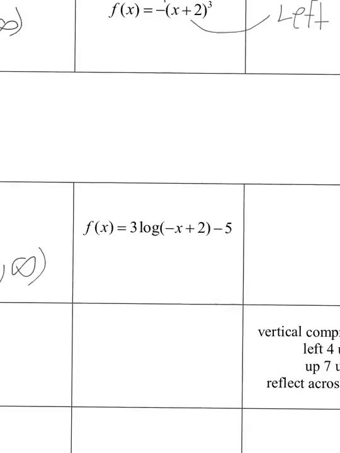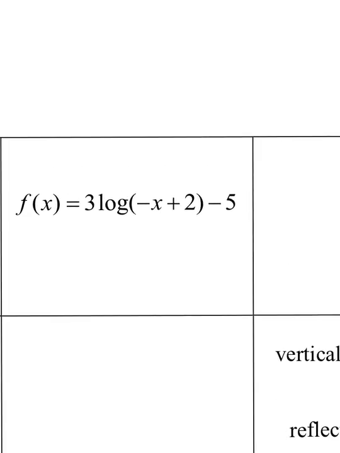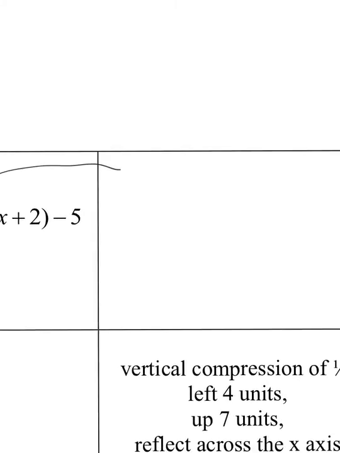Anyway, here's this. We got a 3 on the outside. What's the outside multiplication going to do? It's either vertical stretch or vertical compress. If the number's bigger than 1, it'll stretch. If it's smaller than 1, it'll compress. It doesn't matter if it's negative, though. So this is vertical stretch.